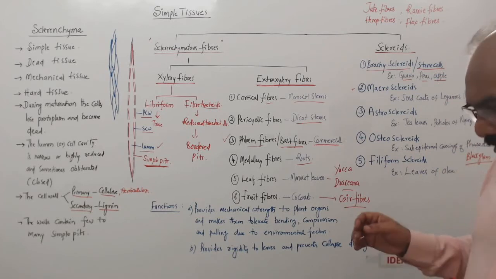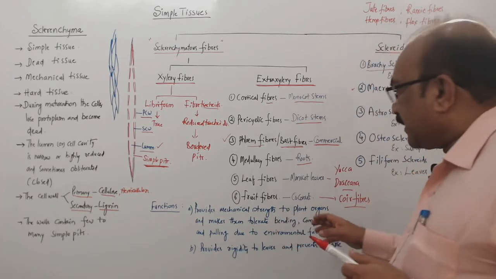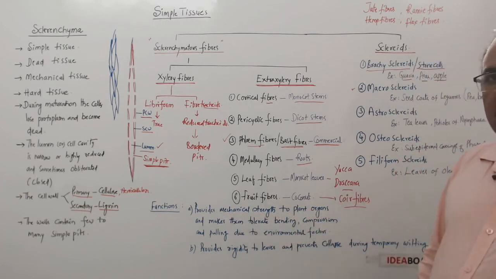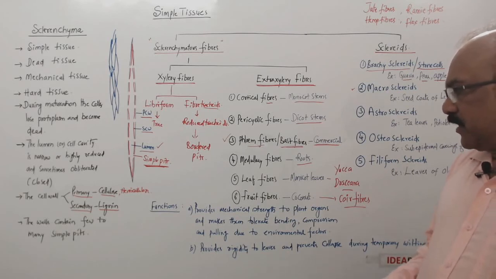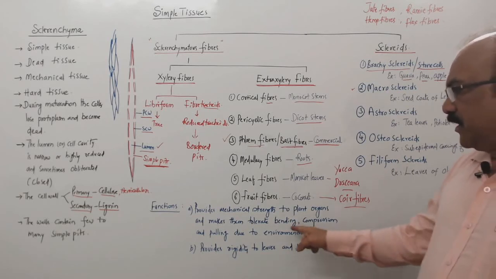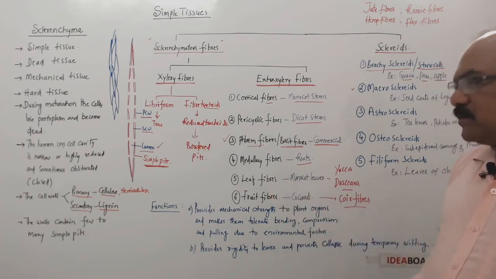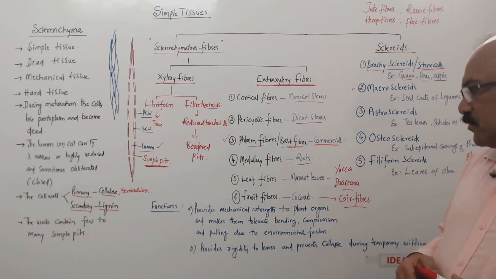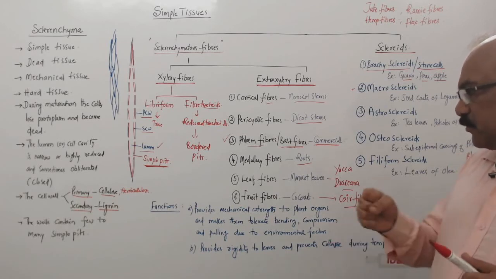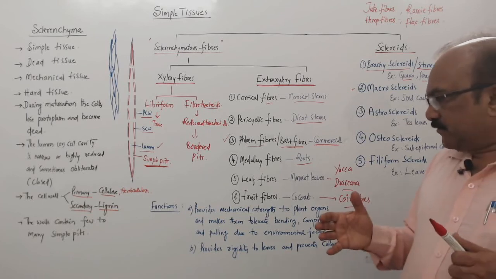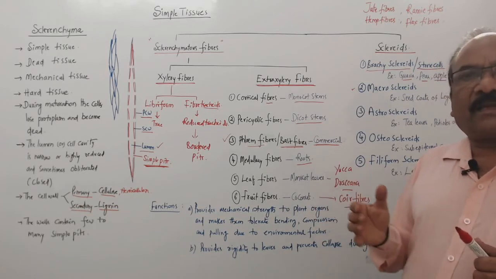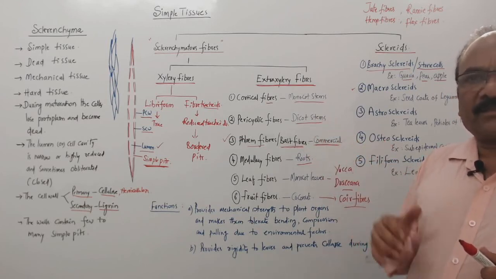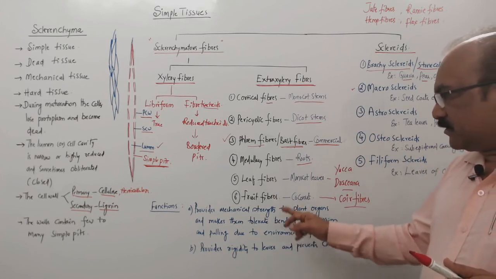And now let us discuss the functions of the sclerenchyma. It provides mechanical strength to the plant organs, and makes them tolerate bending, compression, and pulling due to environmental factors. So due to the presence of the sclerenchyma, even if it bends, it will not break. Up to some limit, up to some extent. So that is the first function.